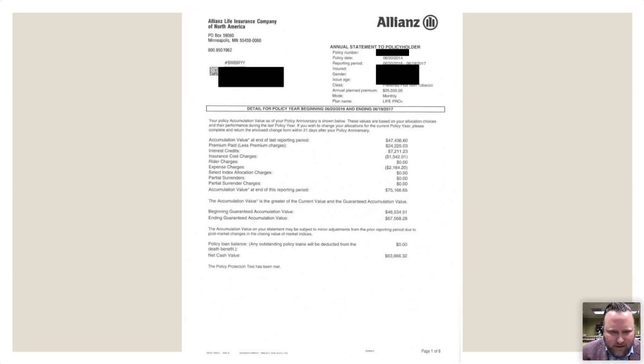Okay, so on this one, we've got the accumulation value inside the contract was $47,436. And then the premiums that had been paid in since this started was $24,225. So over this period of time, and this period would be 6/20 of 2016 to 6/19 of 2017. The statements today look exactly like this. They haven't changed at all. So we just used the same one. Interest credits of $7,211. So that's the internal interest that it earned inside of the contract.